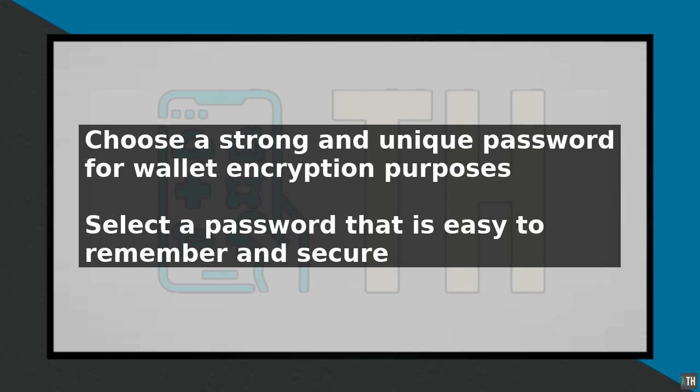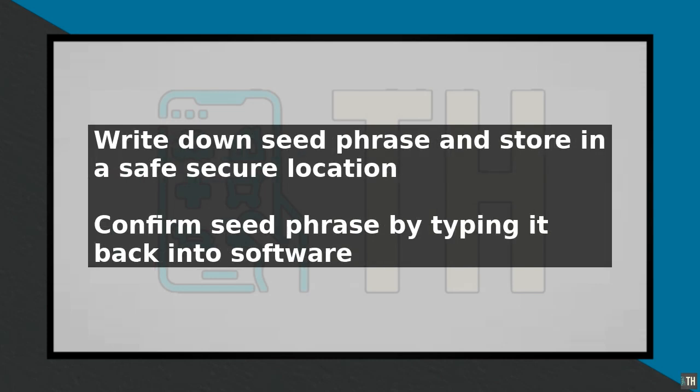Next, you will be given a seed phrase, which is a list of words that can be used to restore your wallet in case you lose access to it. Make sure to write down the seed phrase and store it in a safe place, such as a fireproof safe or a secure location. After you have written down the seed phrase, you will be asked to confirm it by typing it back into the software.